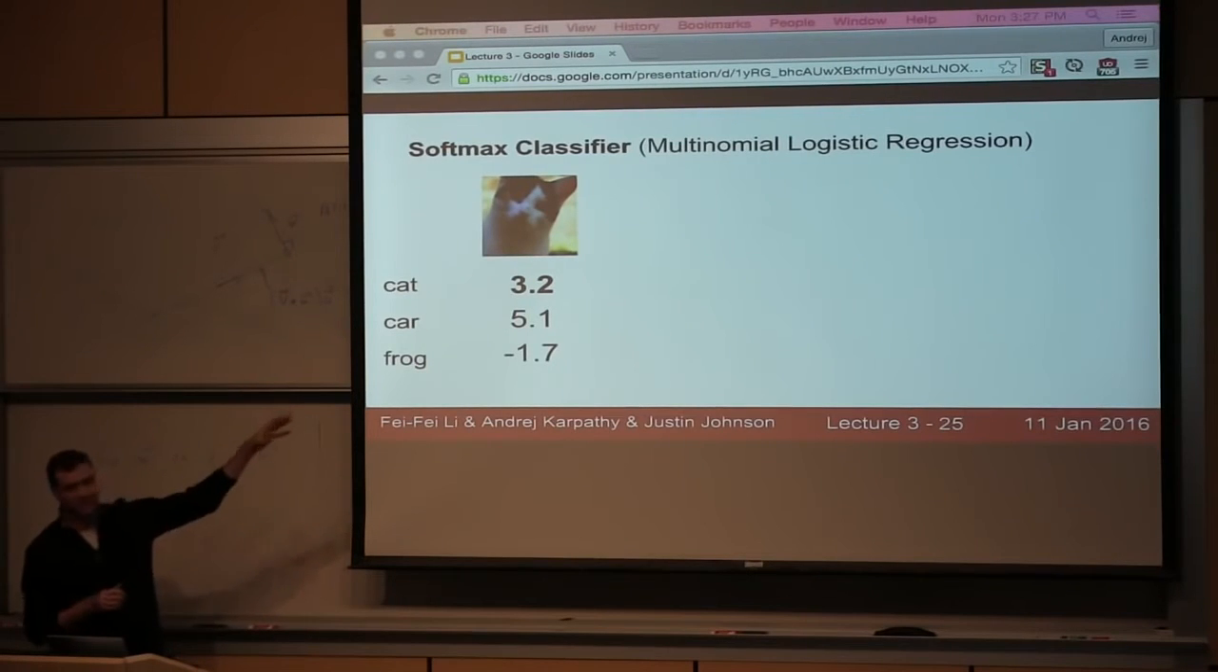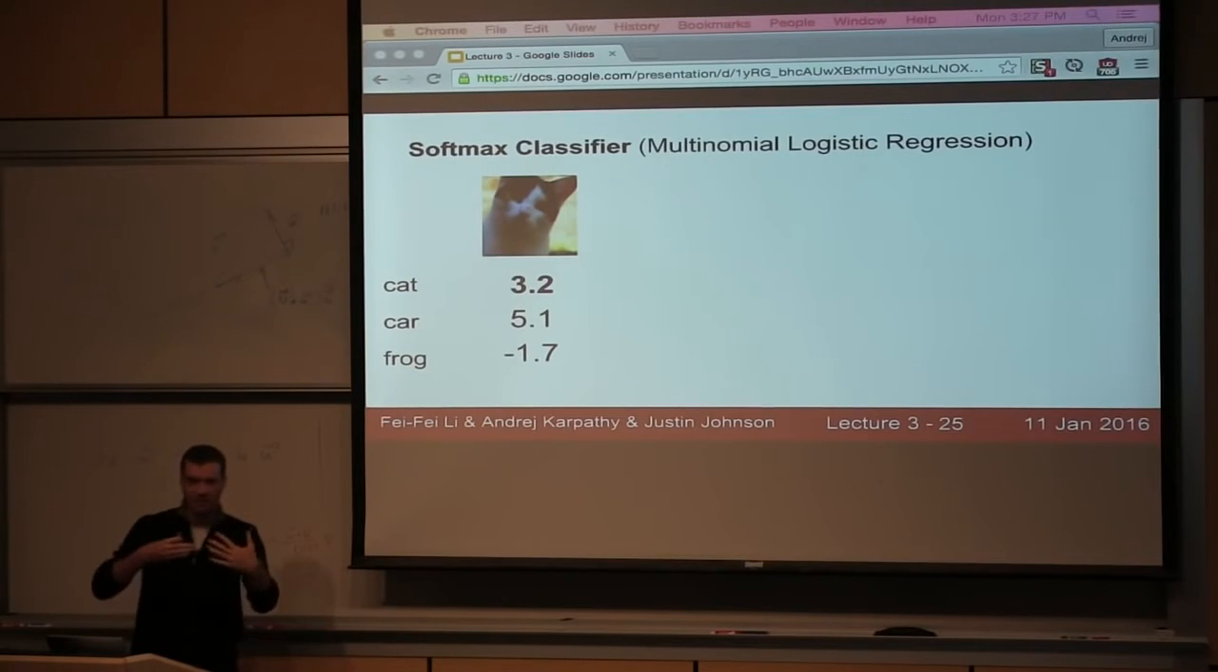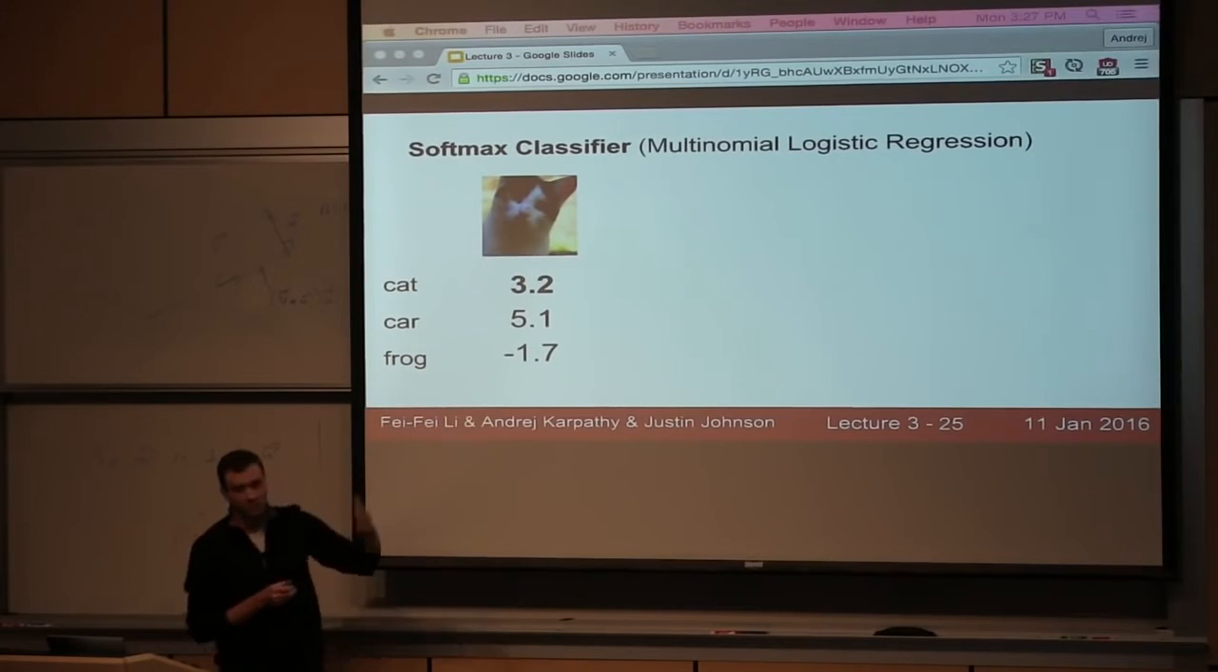Often you'll see that the softmax classifier is preferred. And I'm not exactly sure why, because usually they end up working about the same. And I'd just like to mention that this is also sometimes called multinomial logistic regression.